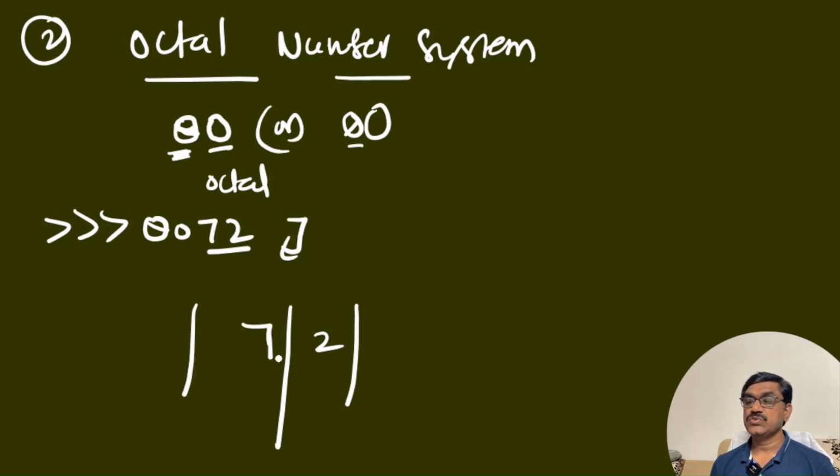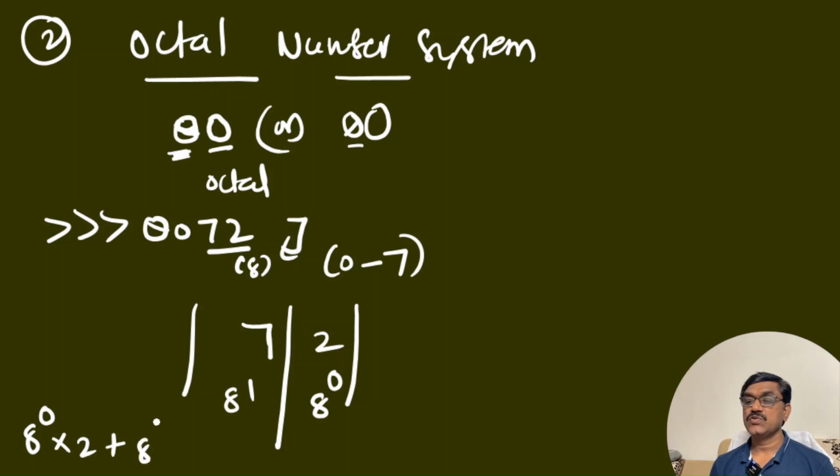Now, take 72 and move from right to left. What is the base for octal? 8. Why? Because we are using the digits from 0 to 7. You start from right to left: 8 to the power of 0 into 2, plus 8 to the power of 1 into 7. 8 to the power of 0 is 1, 1 into 2 is 2, plus 8 into 7 is 56. That means you are going to get the value 58.